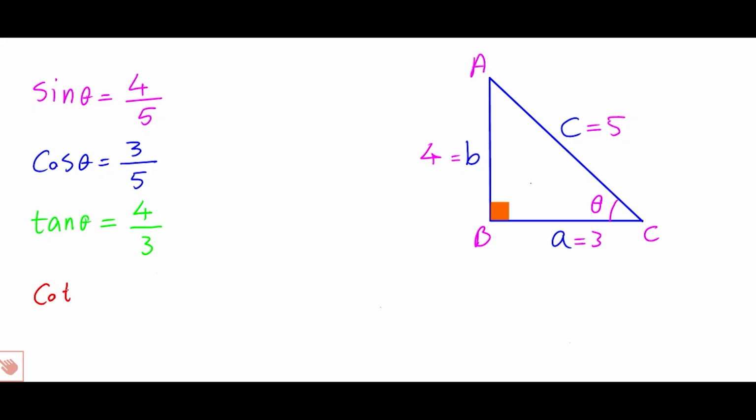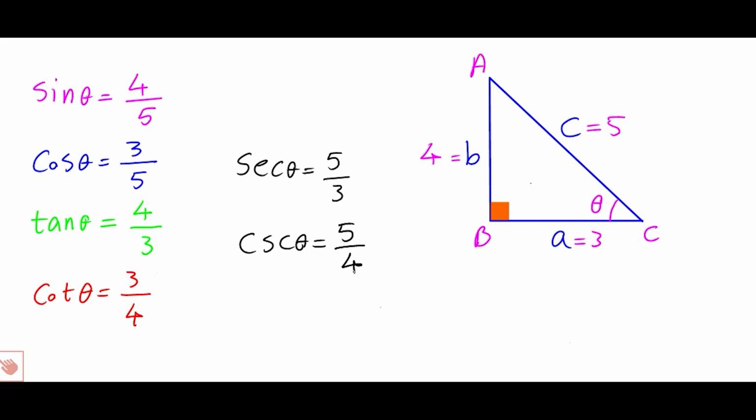And cotangent theta is the reciprocal of tangent. It means 3 over 4. And secant theta is the reciprocal of cosine, which is equal to 5 over 3. And cosecant theta is the reciprocal of sine. So cosecant theta is equal to 5 over 4.